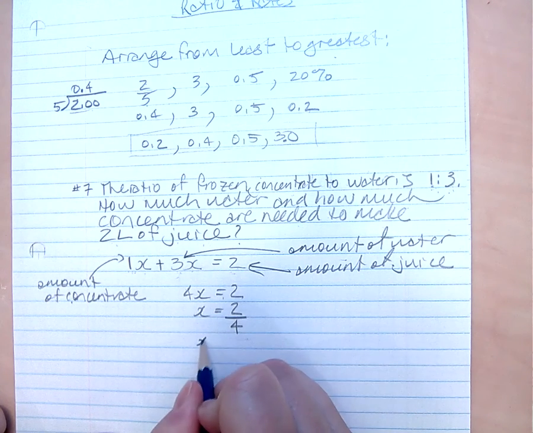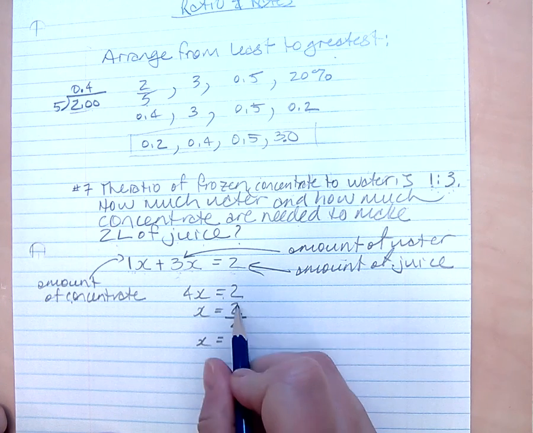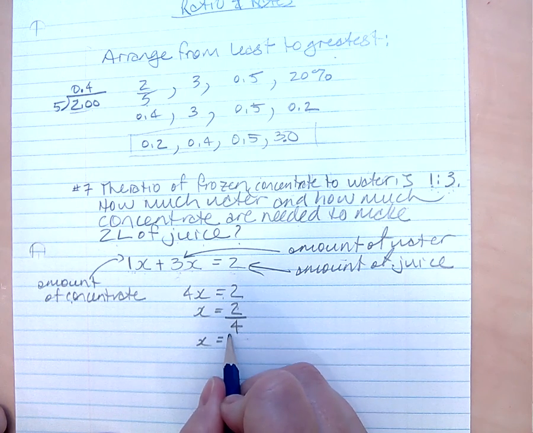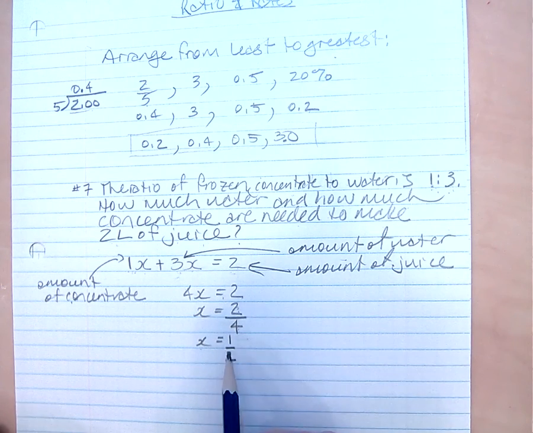And then we also learned earlier that we need to reduce our fractions. So what number goes into both of these evenly? 2 goes into both of them. 2 goes into 2 once, 2 goes into 4 twice. So x is a half.